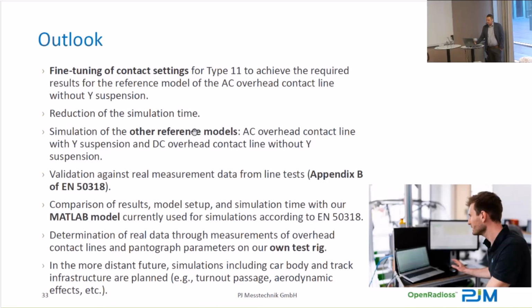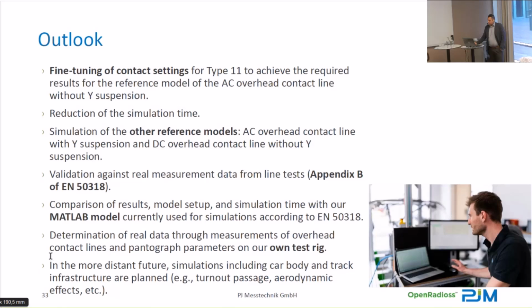Then we, of course, want to simulate the other reference models. After that, we want to validate it against the real measurement data from line tests, like Appendix B of the standard. Then we want to compare the results from OpenRadioss to the results from our MATLAB model. Since we are accredited, we're already simulating these kind of things, but with a different tool. And this tool is MATLAB, so we have our own MATLAB code for this. And after that, our goal is to go outside and measure the real tracks and the pantographs, and also implement real measurement data from ourselves.